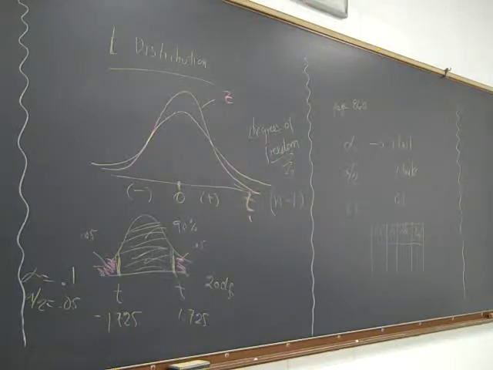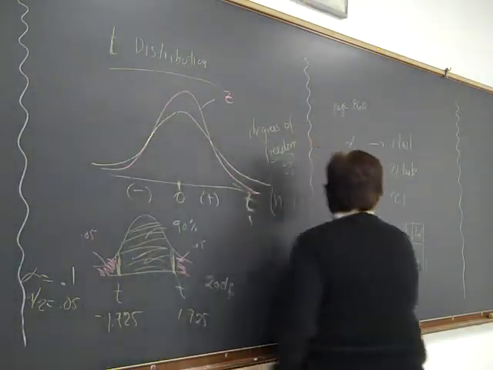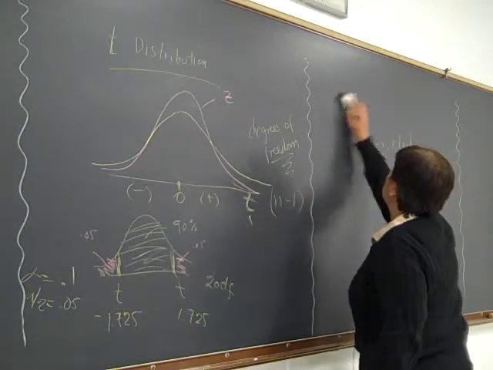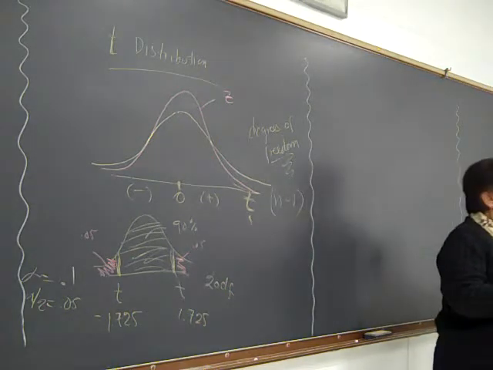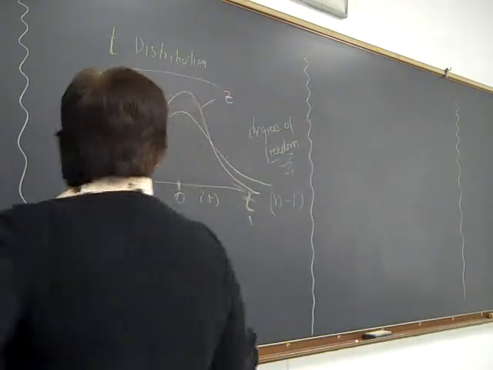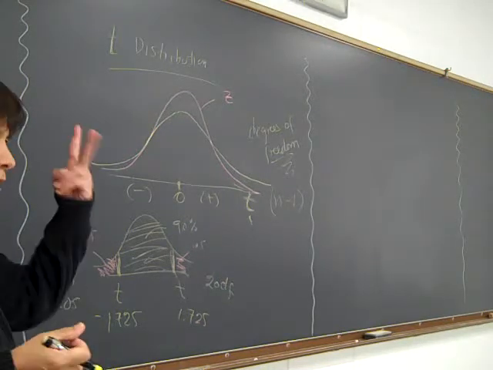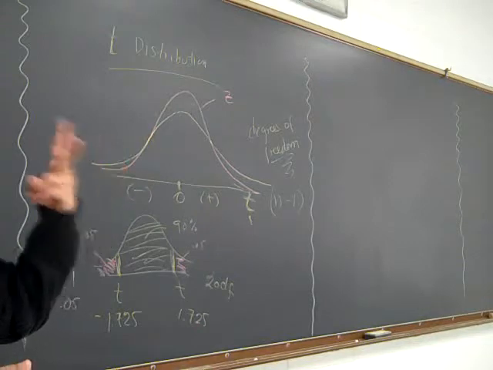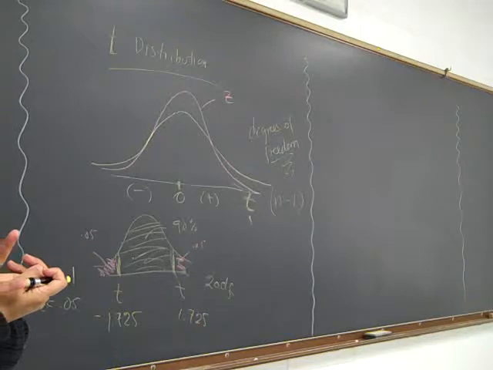That's it. I mean, if you know how to read the t-table, that's pretty easy. In the book, it says 2 tails is 0.1 and 1 tail is 0.05. Yes, exactly. No, alpha is 0.1. The two tails is alpha. The one tail is alpha divided by 2. Okay?